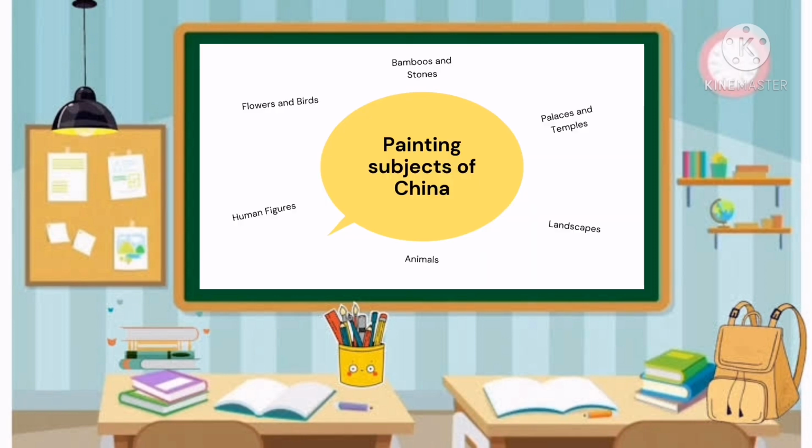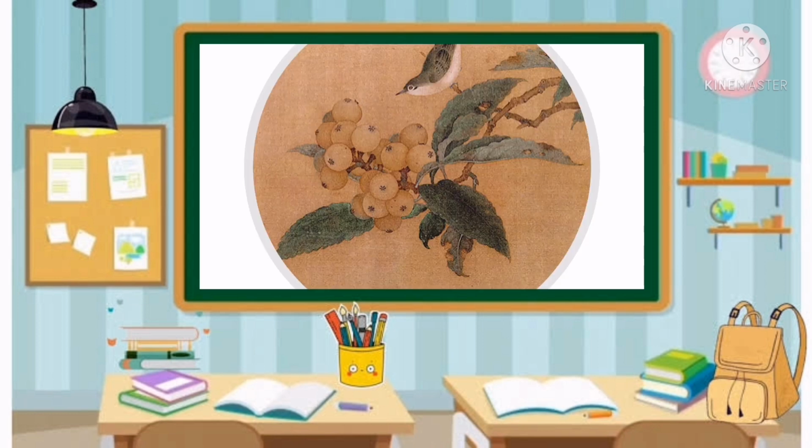Since we will be talking more about East Asian arts, let us find out the painting subjects of China. We have here bamboos and stones, palaces and temples, landscapes, animals, human figures, flowers and birds. This is an example of a Chinese painting subject.